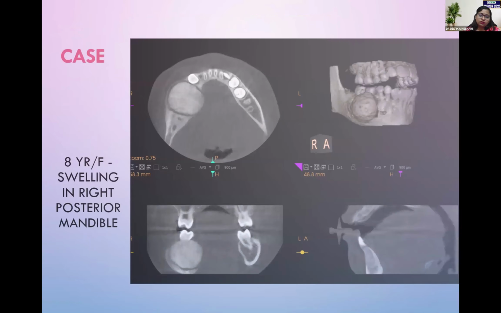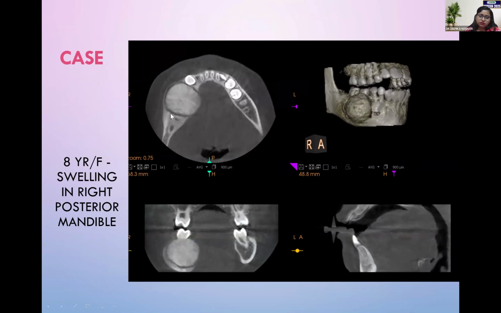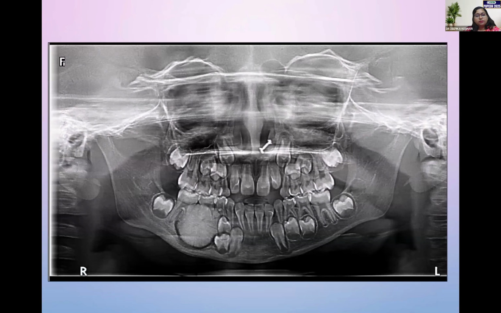This is another case of ossifying fibroma we have discussed earlier. You can see a very well-defined hyperdense mass lesion, which is encapsulated, and it was present in an 8-year-old female patient. OPG of the same patient.